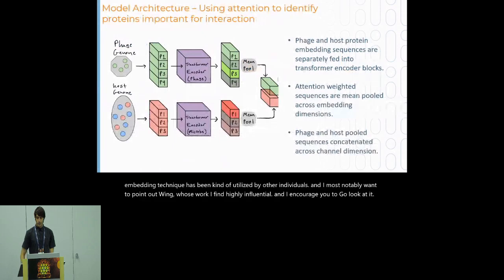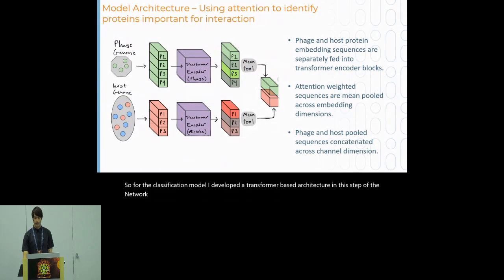So for the classification model, I developed a transformer-based architecture. In this step of the network, the phage and host embedding sequences are fed into separate transformer encoder blocks. These blocks weight the protein embeddings based on their context in the task of predicting the phage-host interactions. The outputs of each encoder are separately mean pooled and then concatenated into separate channels.